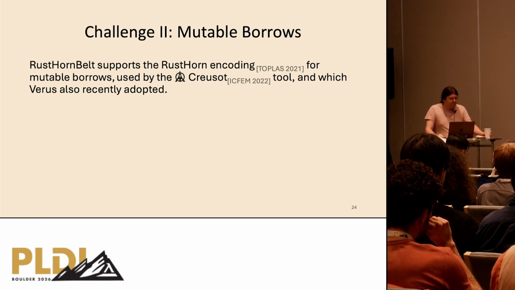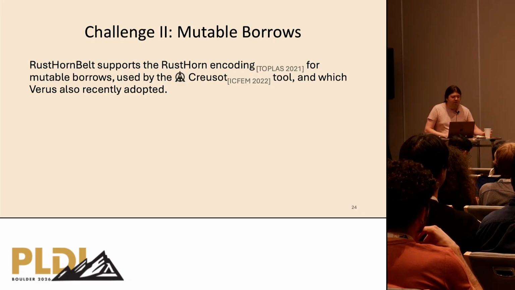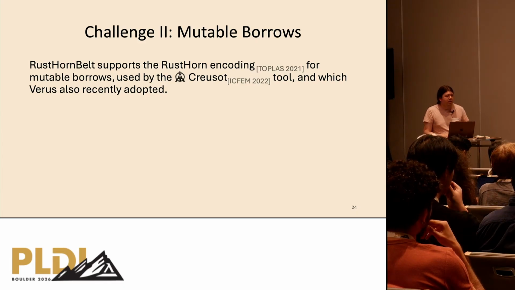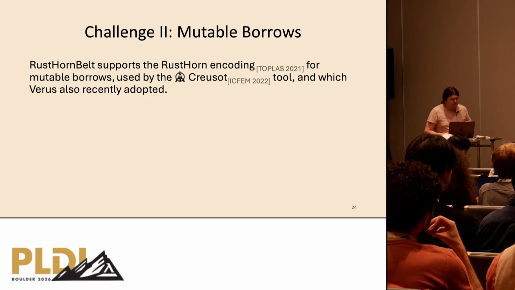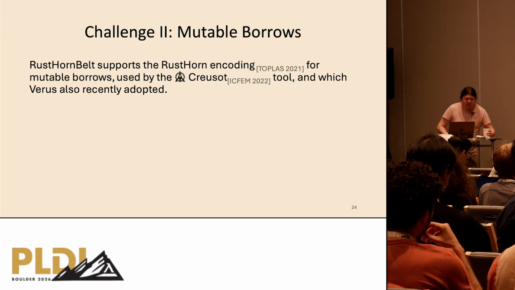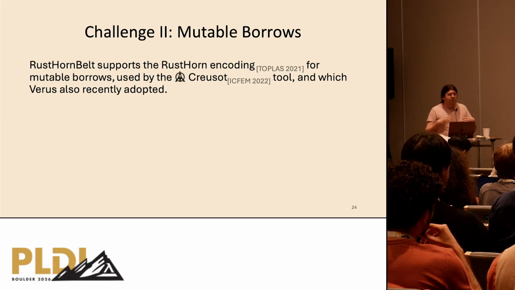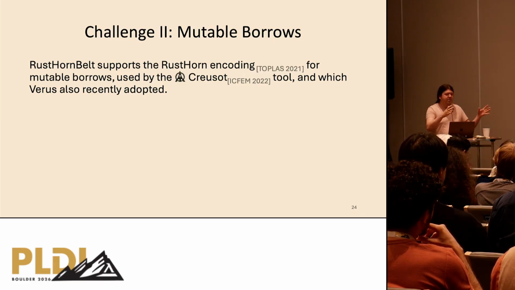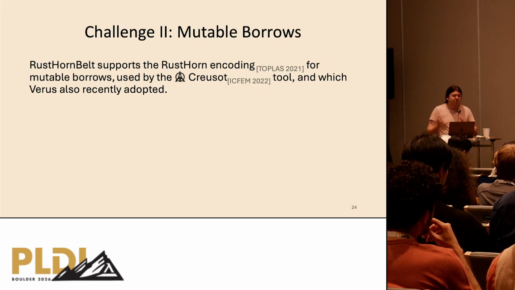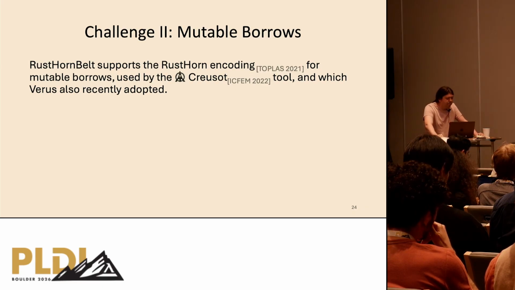So the challenge here is that RustHornBelt supports something called the RustHorn encoding for mutable borrows, which has also been used by other Rust verification tools like Creusot. And Verus very recently adopted this encoding within the last couple of months. But when we started the VerusBelt project, we knew that Verus wanted to adopt the RustHorn encoding, so we knew that we wanted to incorporate it into VerusBelt from the beginning.